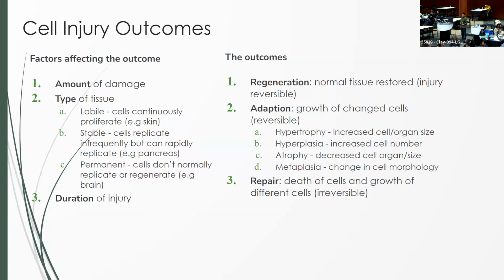Outcomes: it regenerates, that's completely fine. It adapts. So hypertrophy, for example: if you go to the gym, you're literally injuring your cells so that they know to get bigger, right? That's an adaptation. There's hyperplasia, which is increasing numbers. There's atrophy, which is if you're not using a body part anymore, the body will think it's not useful and just get rid of that, make it smaller.